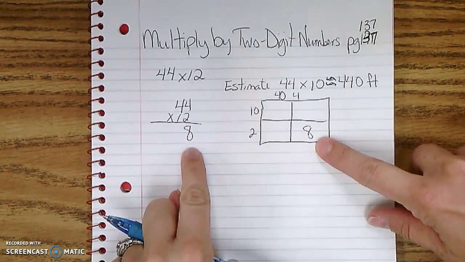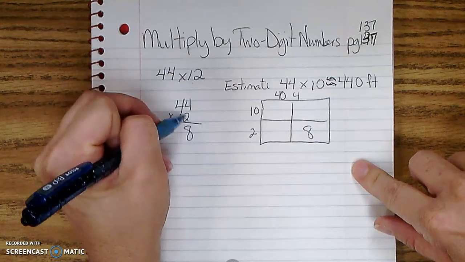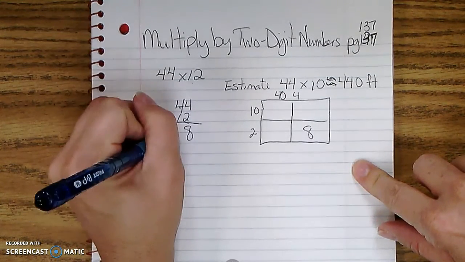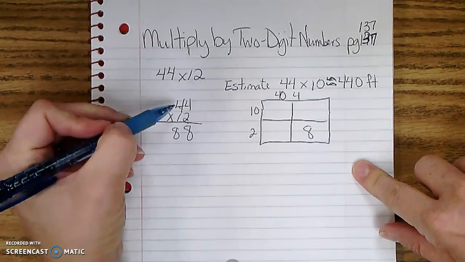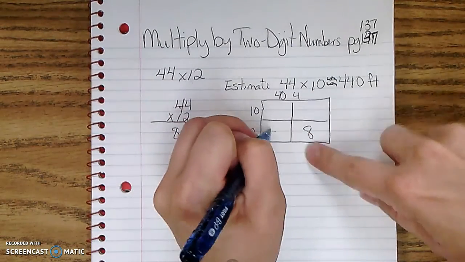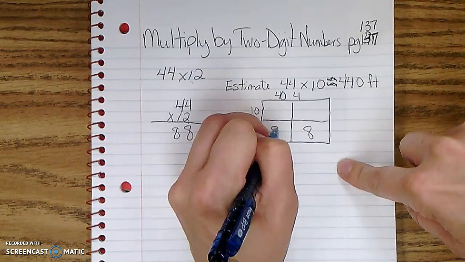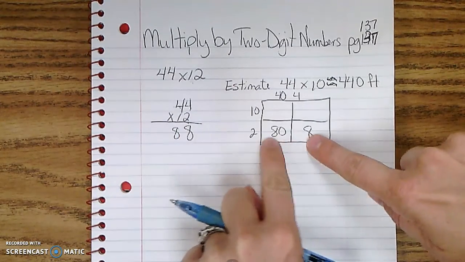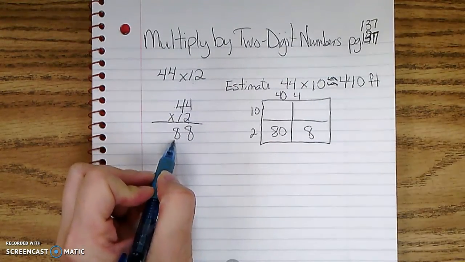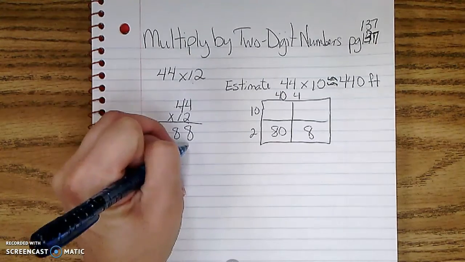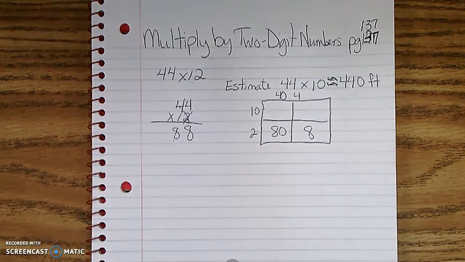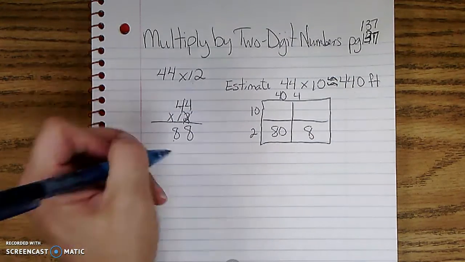So those match there. And then here I am doing 2 times 4, which is 8. But that 4 is in the tens place, so that's actually 40. So that's actually right here. 40 times 2 is 80. And if I put these two together, that's 88. And that's what I have here. Okay, then I'm done with that 2. I'm going to cross it out just so I know I'm finished with it. I don't have to worry about that 2 anymore.